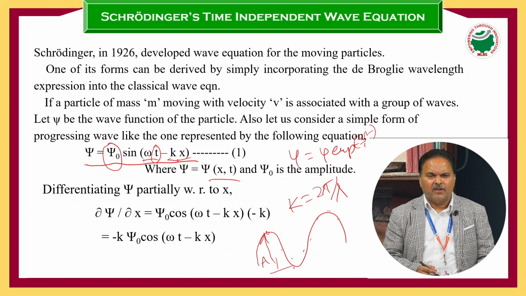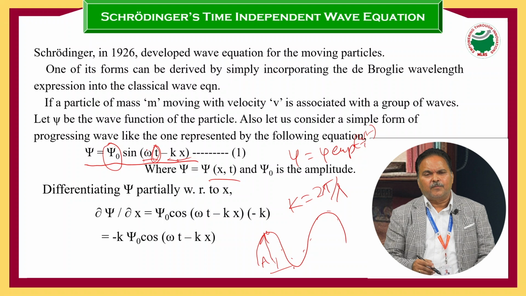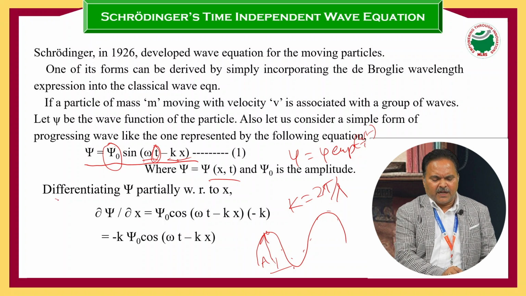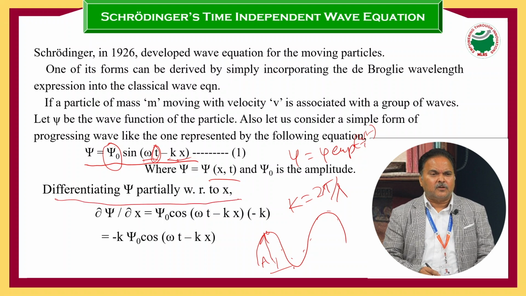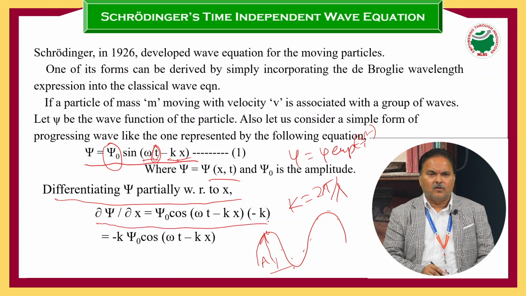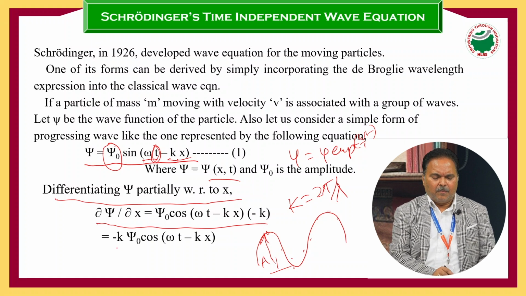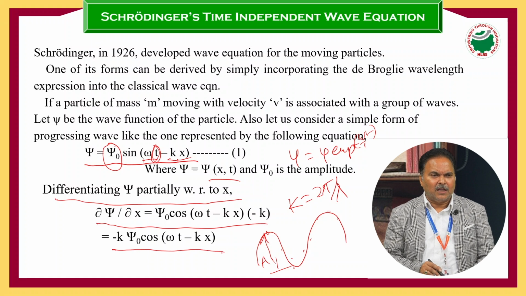In the time independent wave equation, we have to eliminate the time term. For that purpose, we differentiate this wave equation partially with respect to x. The equation becomes dou psi by dou x equal to psi naught cos(omega t minus kx). The constant k comes outside, with a minus sign, so it is minus k psi naught cos(omega t minus kx).